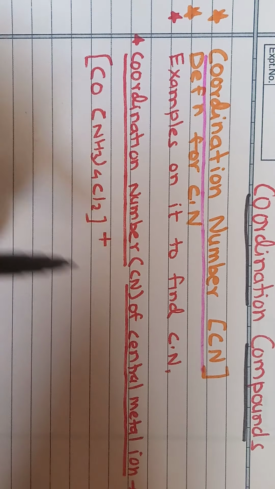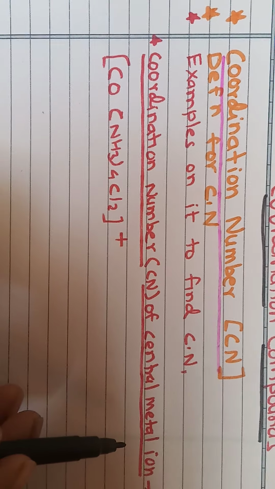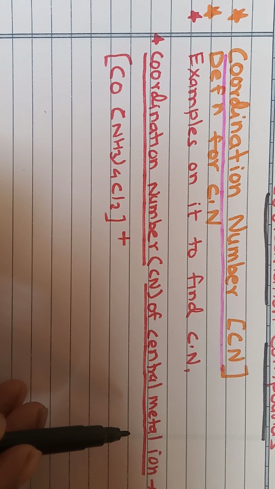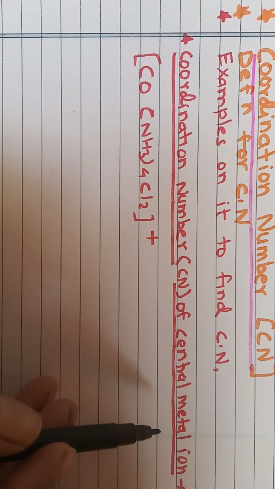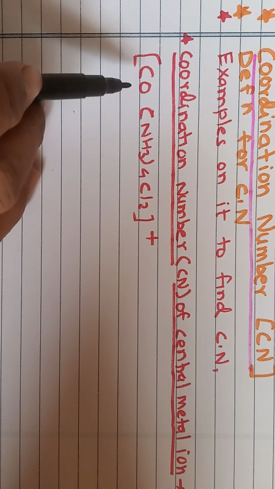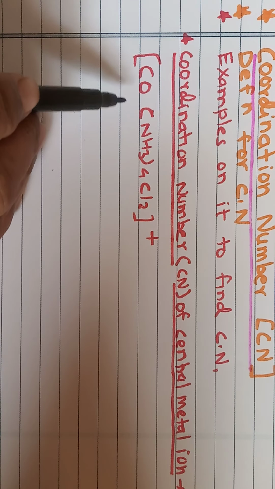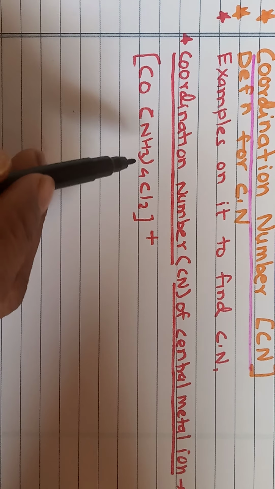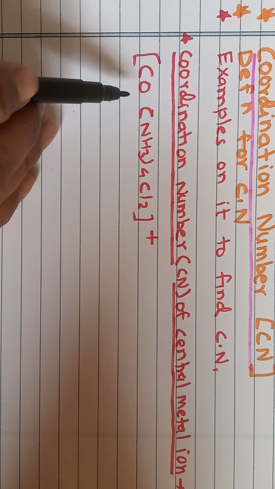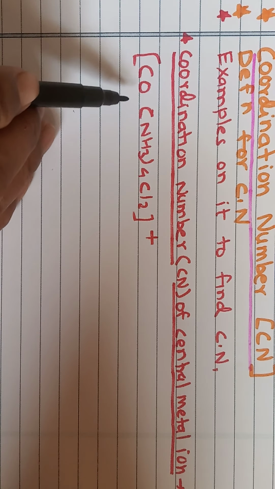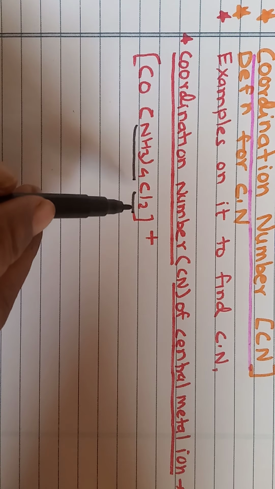So the first point is, what is the coordination number of the central metal ion. Before we discuss the definition of coordination number, let us consider one example. In this example, we are considering how to find out the coordination number of this central metal, that is cobalt. Here, cobalt is bonded with 4 amine and 2 chloride ions.